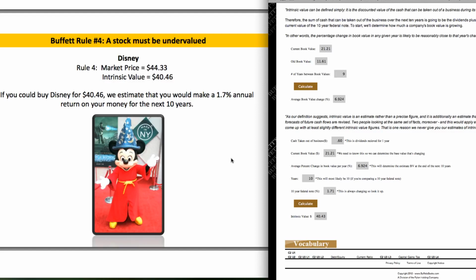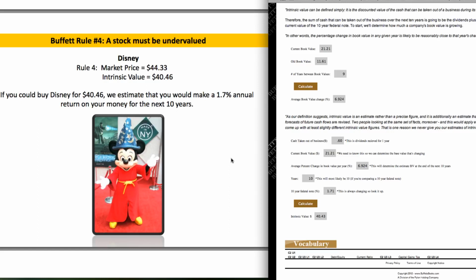So when we're looking at Disney, this is rule number 4. The market price that it's currently trading for on the market is $44.33. When we use the intrinsic value calculator, we found that the value of Disney is $40.46 when compared to the 10-year federal note.